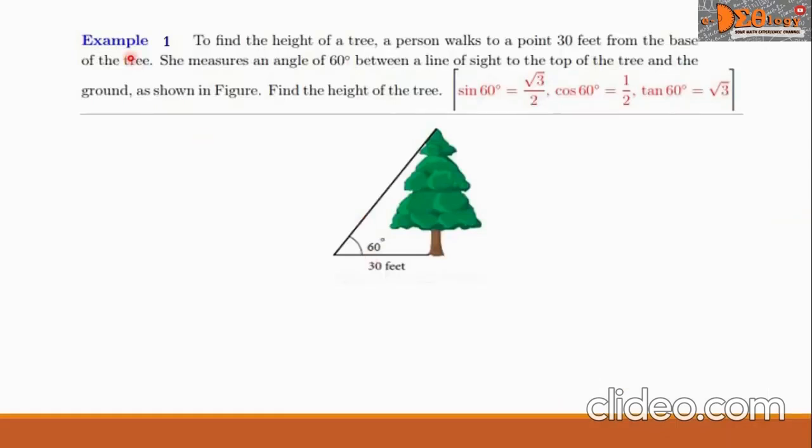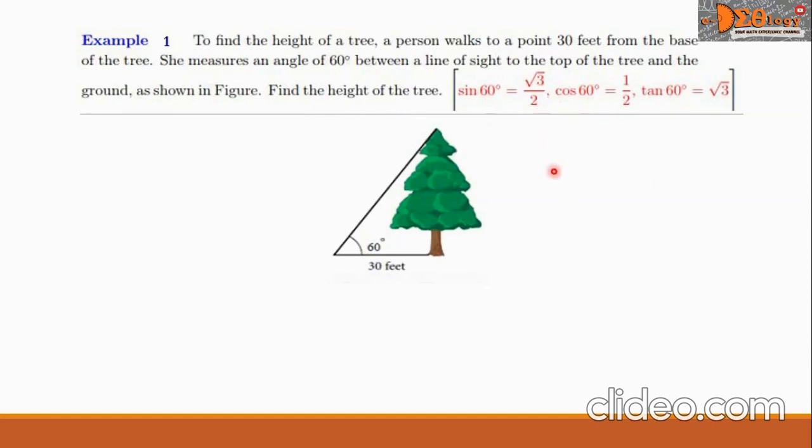Let us have example 1. To find the height of a tree, a person walks to a point 30 feet from the base of the tree. She measures an angle of 60 degrees between a line of sight to the top of the tree and the ground, as shown in figure. Find the height of the tree. Given here are the values for sine 60 degrees, cosine 60 degrees, and tangent 60 degrees.